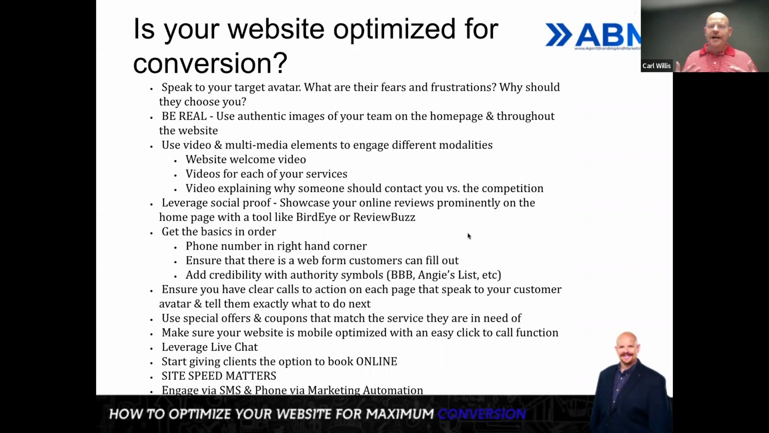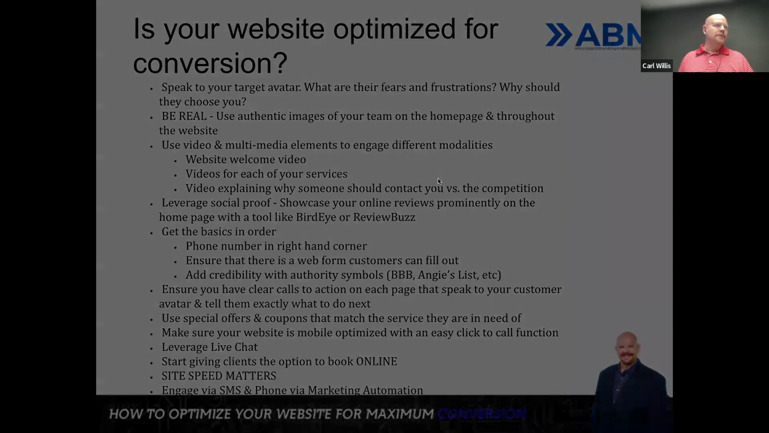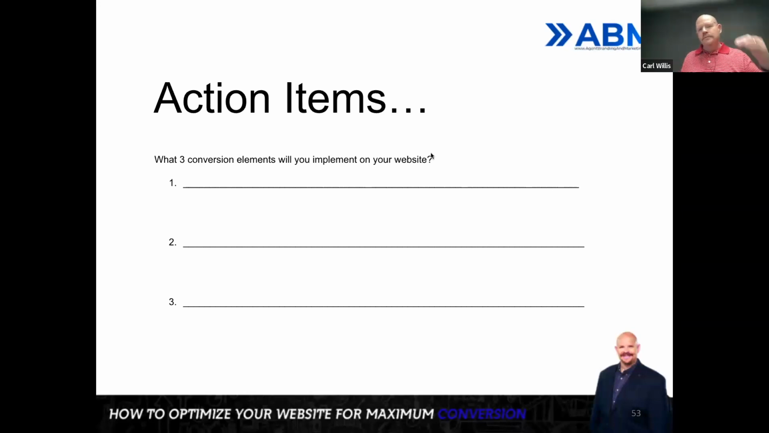And then engage via SMS and phone, and then put marketing automation behind it. So we're not asking you to do more work. What we want you to do is leverage the technology available to work smarter, not harder. Now, same thing, put your action items in here. What 3 conversion elements do you need to implement on your website? And make a little action plan for yourself.